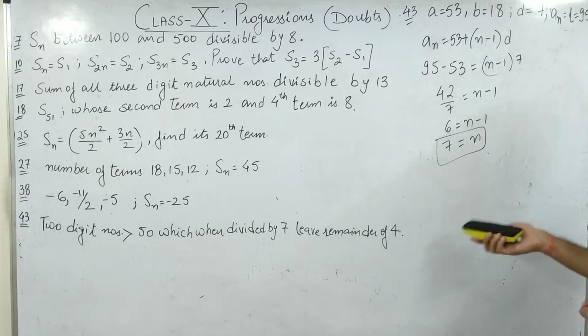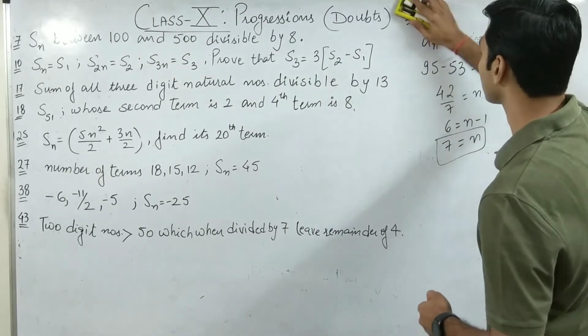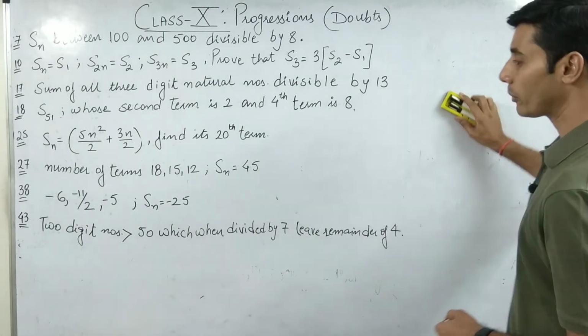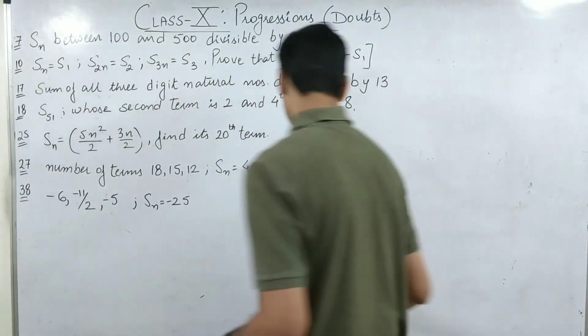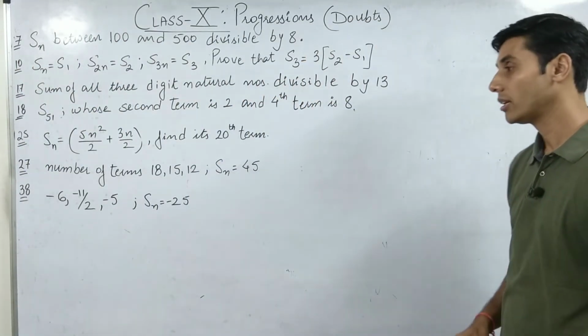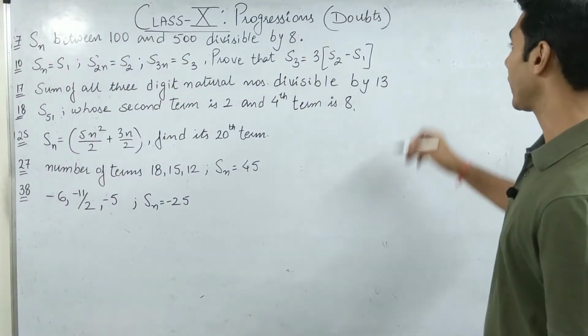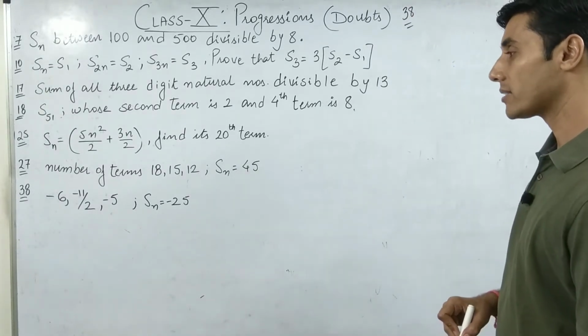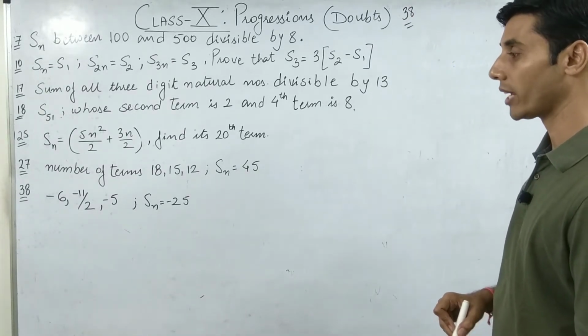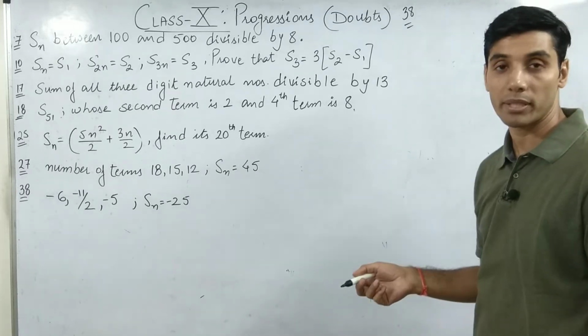Okay, so that's done. Let's move to the next one, guys. I'm purposely going a bit faster so that we take up each and every question, because again, post 30 minutes there's an issue. Now question number 38 comes up, guys. They are saying minus 6, minus 11 by 2, minus 5, and Sn is given to you, so you need to find n.